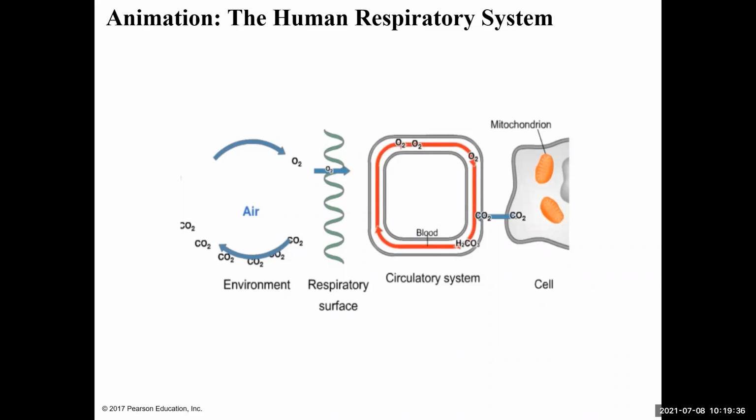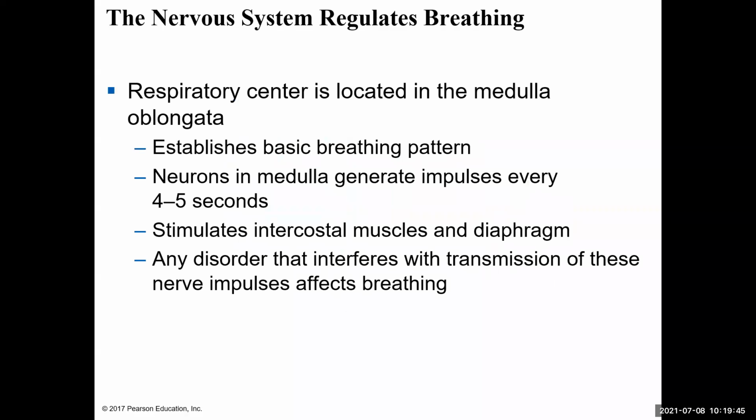Okay, so that was a pretty good overview of everything we've talked about so far. And now what we're going to look at is how the nervous system actually regulates breathing. The control center for the respiratory system is located in the medulla oblongata. And this portion of the brain actually establishes and regulates the breathing pattern.